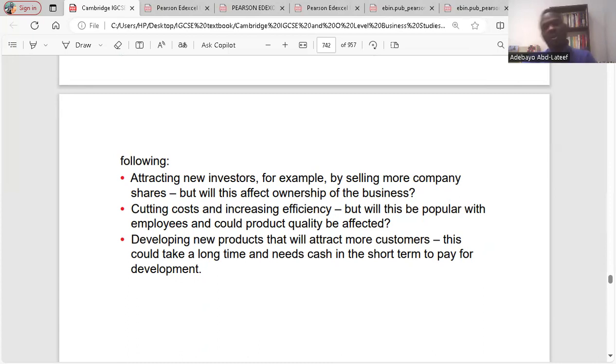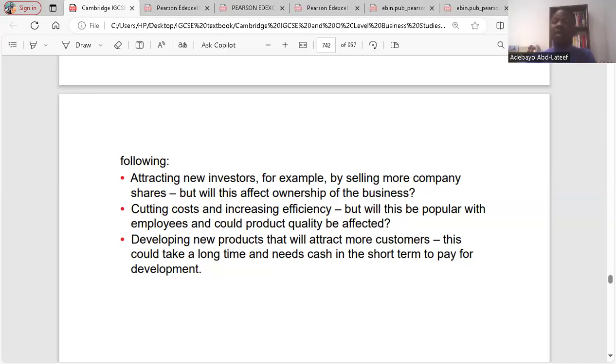Okay. The second one, cutting cost and increasing efficiency. In cutting cost, you have to think about employees and the quality of the product. If you are cutting costs and reducing the wages of employees, how are they going to feel? Do you think cutting their wages or the benefits that they used to get will encourage them to do more? What about their motivation? If the motivation is going down, then productivity will fall too. So you have to think in that respect.